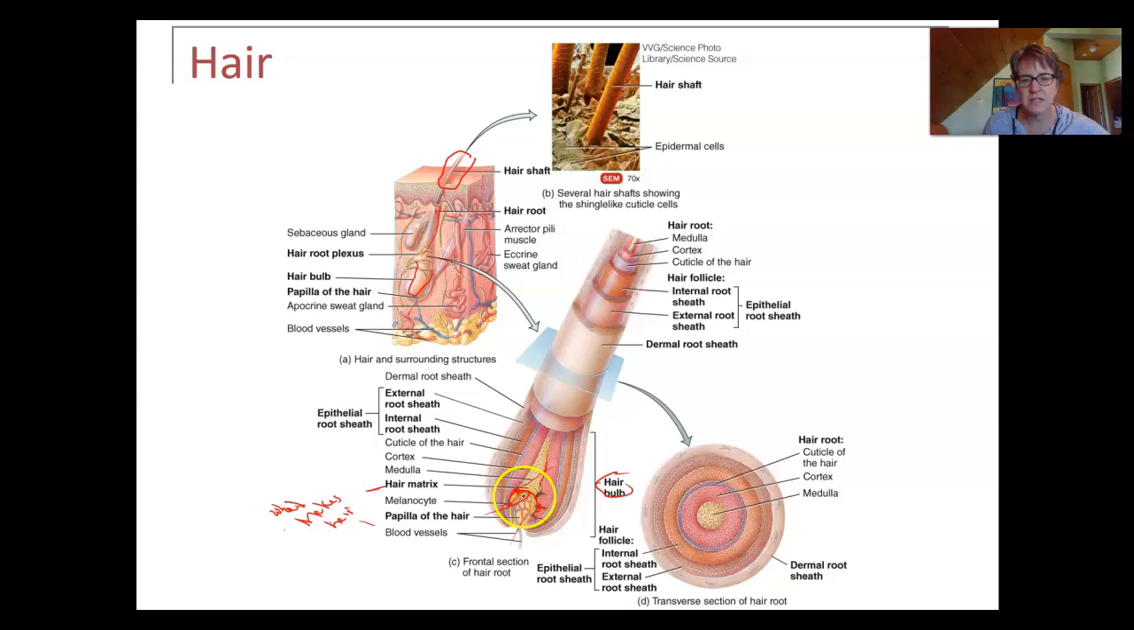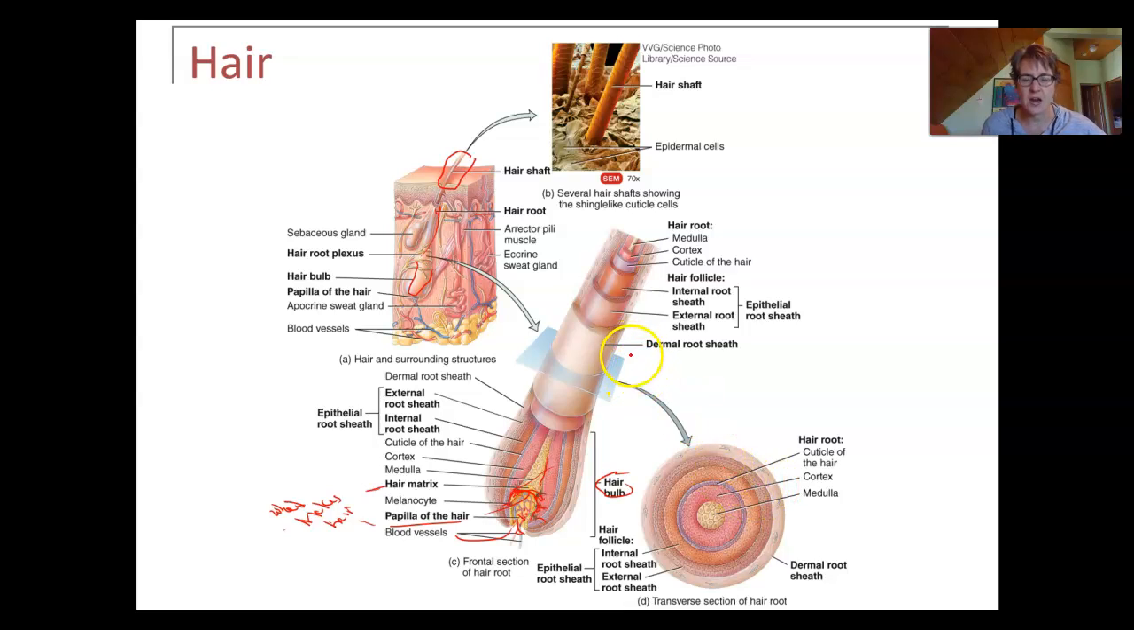So the hair matrix makes the hair, and I have melanocytes adding color, and I have this swelling at the base, that's the papilla, where I have blood vessels coming in and out, little capillaries in there. I think that's all going on in the bulb.